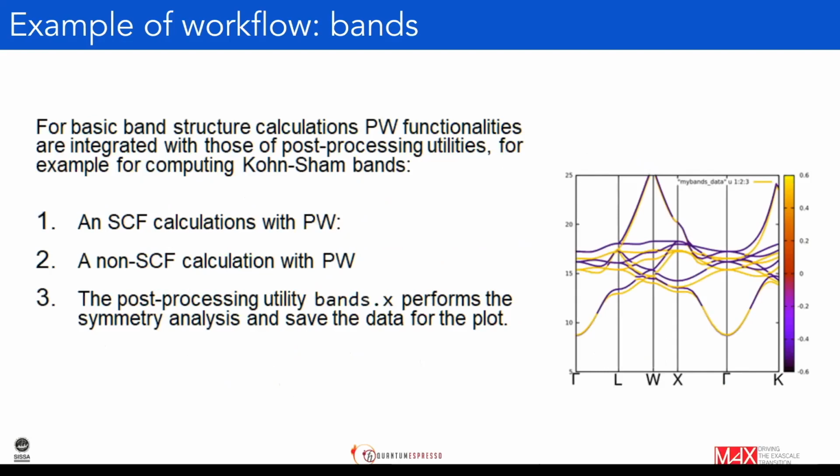This is an example of how you can use the binary output of Quantum Espresso. For example, if you want to compute the bands, you first do an SCF calculation that prints out the results of your calculation, and then you use the charge density that is printed by the first SCF calculation to compute the bands of your system. And then you use the output of this non-SCF calculation with a post-processing utility of Quantum Espresso, bands.x, that performs the symmetry analysis and saves the data for the plot.